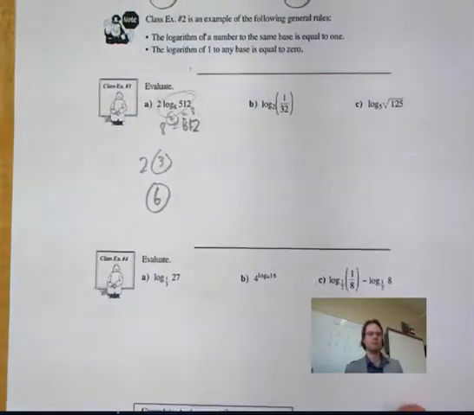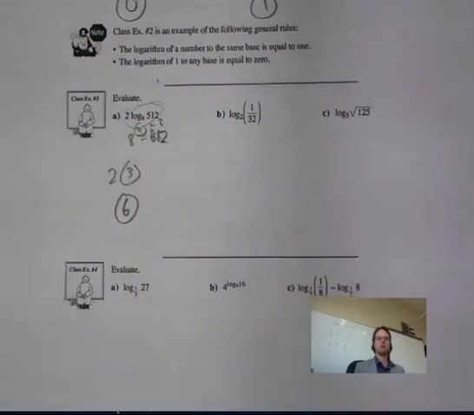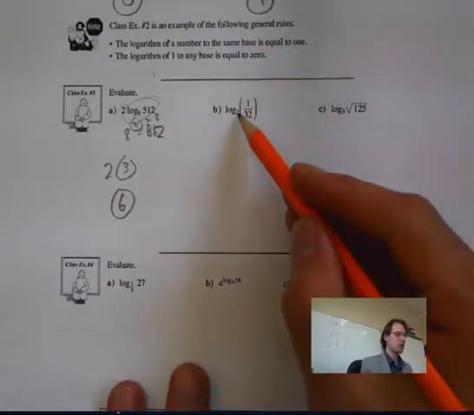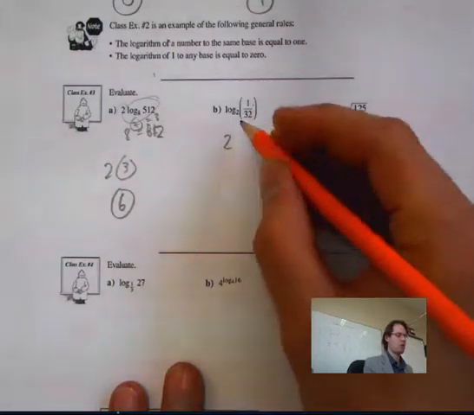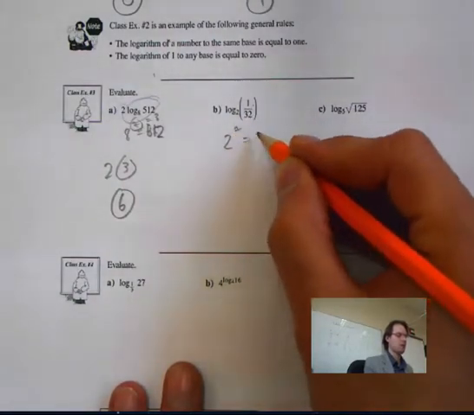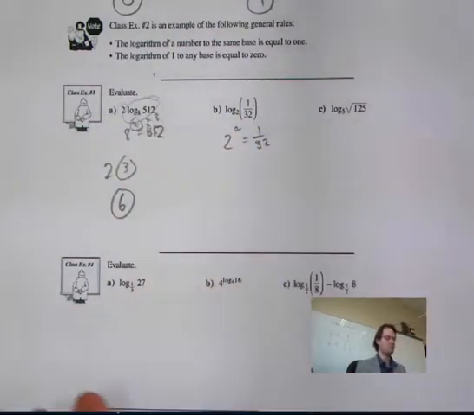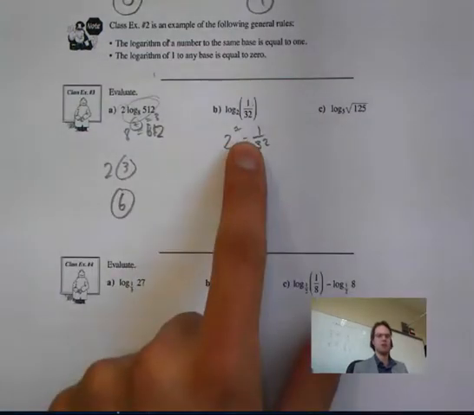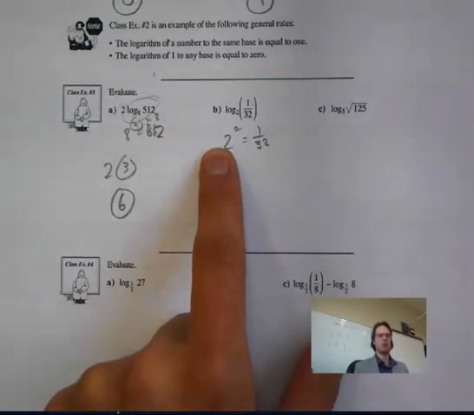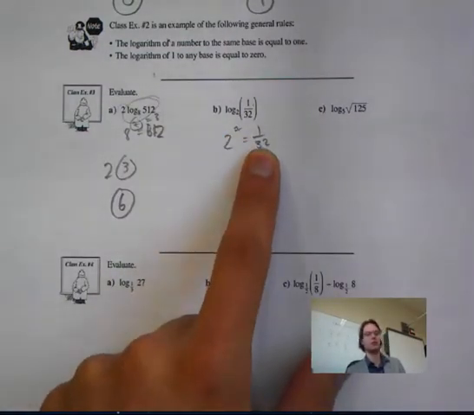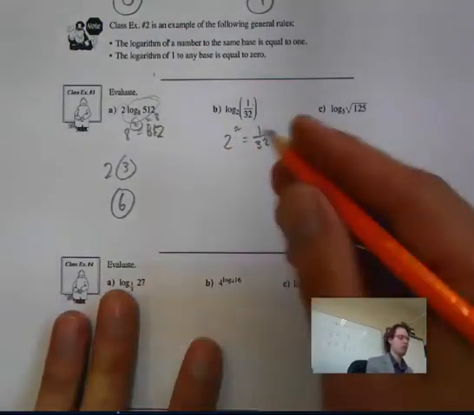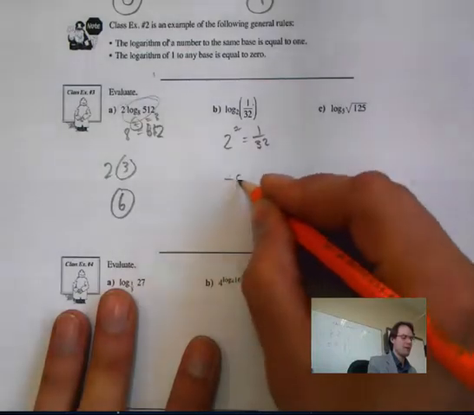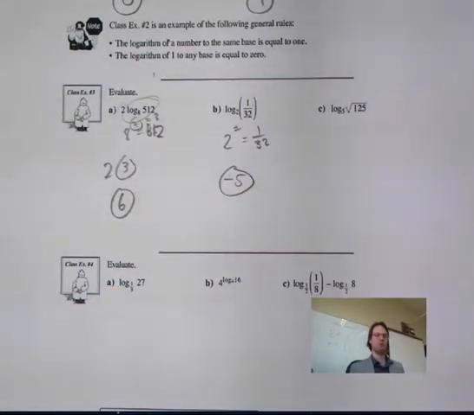Our next part here, it says 2 to the power of what is equal to 1 over 32? Well, this is a fraction, so we know it's going to be negative. I know 2 to the power of 5 is equal to 32, so then 2 to the power of negative 5 must be equal to 1 over 32. So we get negative 5 for my answer. All right?